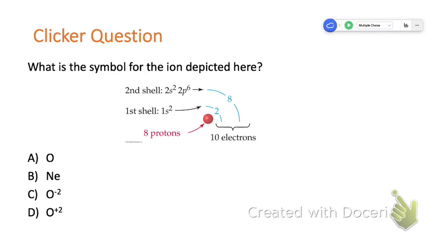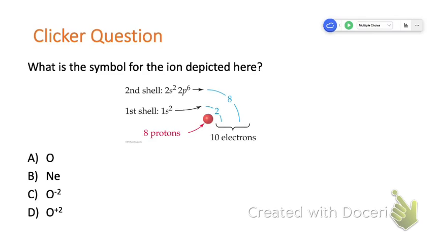Could I have a very brave soul that changed their answer? About a third of the class changed their answer once they started talking. Who is willing to share what they picked at first and then why they changed their answer? Be brave. Eleanor? Originally I put neon because I wasn't paying attention. I just thought, oh, 2s2, 2p6. But then I saw that you have 8 protons, and so I'm like, oh, it's oxygen that has a negative 2. Great.